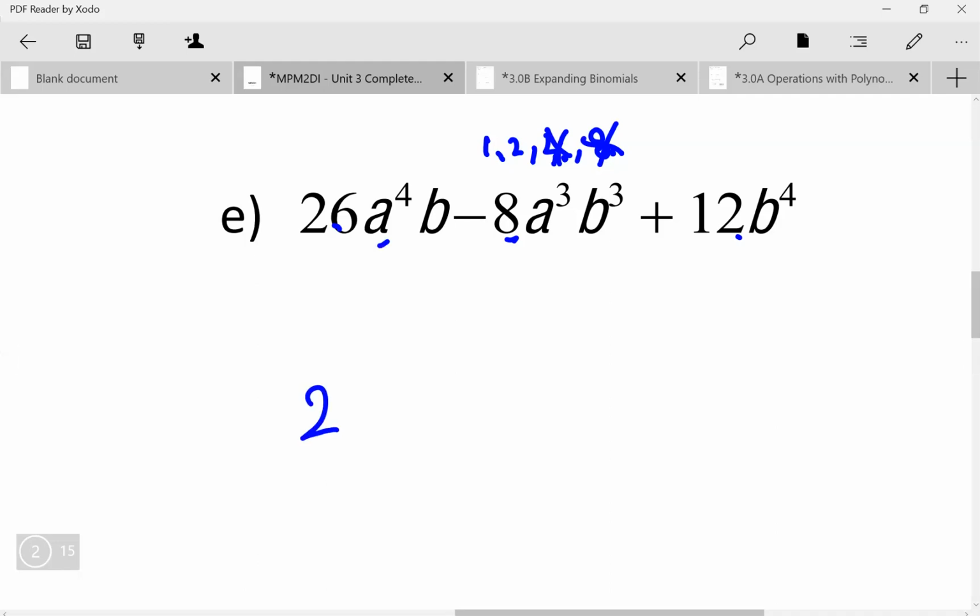Again, I have a to the power of 4, a to the power of 3, and there's no a's here, so I cannot factor out any a's, because again, I have 0 a's here, and I need it to be common among all the terms.